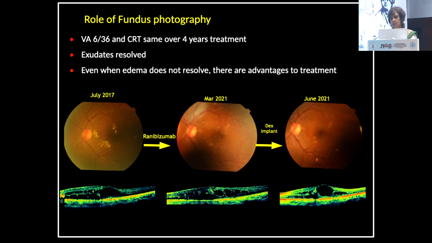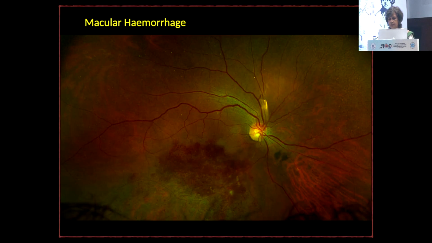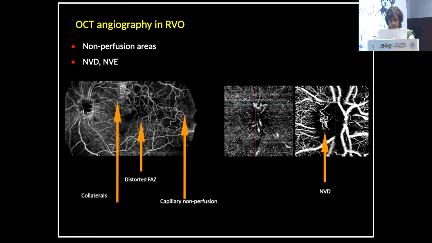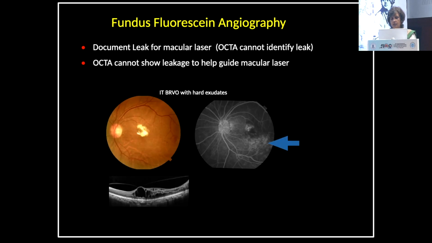Similarly, again, the OCT and vision have not changed much, but hard exudates have resolved, showing that treatment is helping the patient in some way. And similarly, macular hemorrhage cannot be captured by any other modality except by fundus photography. OCT angiography has taken over the role of fluorescent angiography and is non-invasive. It can pick up the extent of non-perfusion, any new vessels on the disc, new vessels elsewhere.